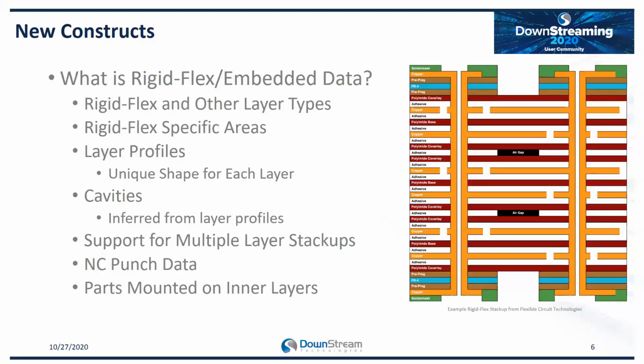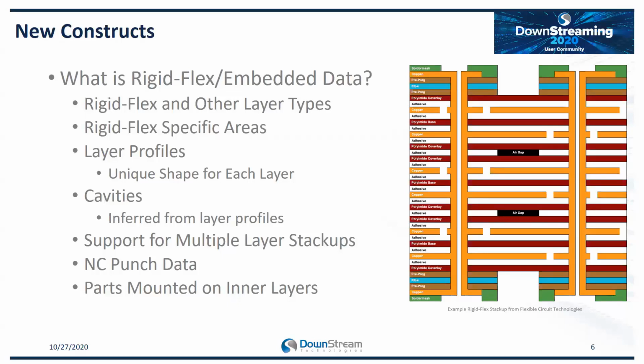We also have the concept of a layer profile now. So we've always had a board outline, which was the extent of the rigid board. But when it comes to rigid flex, every layer could have its own unique shape, including dielectrics. So every layer has its own unique profile. Cavities. Cavities are part of a cutout in a board. Typically, the cavity is on a dielectric layer. So we will infer the cavities by taking these cutouts in these layer profiles and produce and visualize them as cavities.